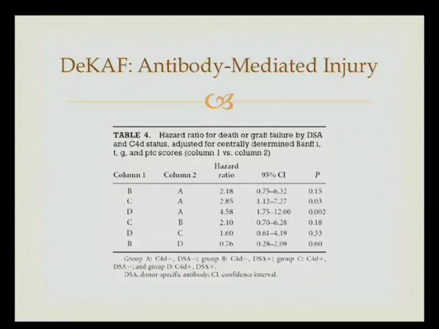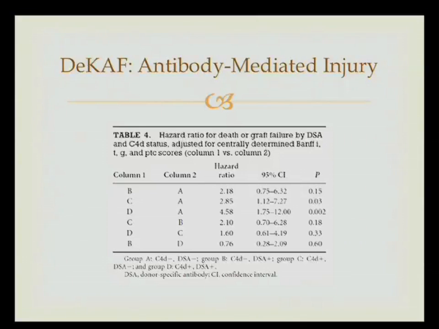So then they did a hazard ratio, as the DeKAF authors like to do, and they compared Group D, which were the C4D positive, DSA positive, to Group A, C4D negative, DSA negative. And you can see there was a 4.5 increased risk of graft failure if you had both C4D and DSA positive. That held true in terms of risk. If you were C4D positive but DSA negative, compared to negative for both, the risk was 2.85. Less robust when you're just looking at DSA positivity, so comparing Group B to A. But clearly it shows that being C4D positive and plus minus having DSA is an increased risk for graft failure.